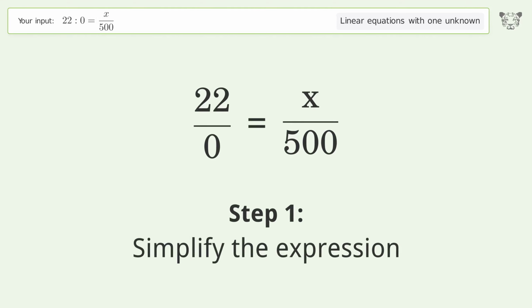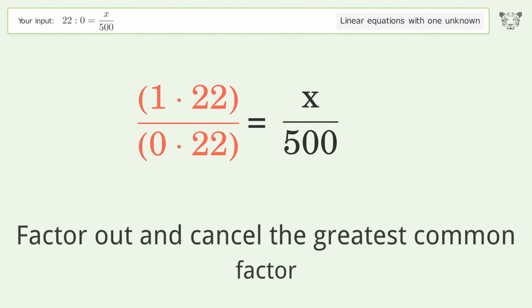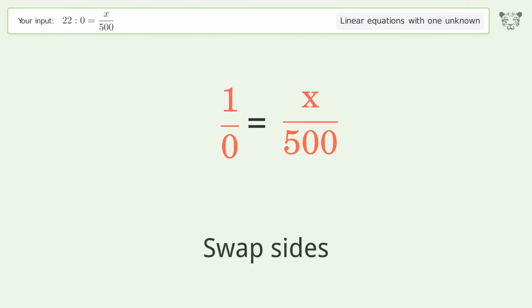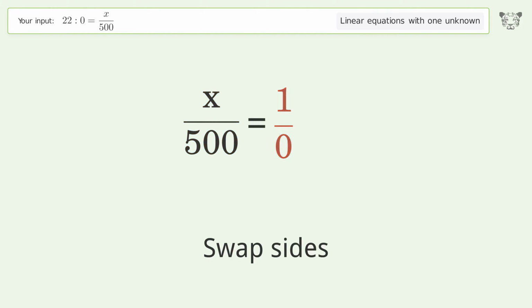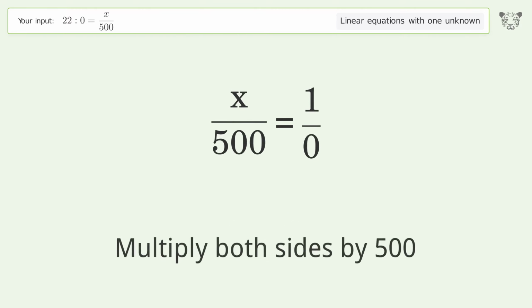Simplify the expression. Find the greatest common factor of the numerator and denominator. Factor out and cancel the greatest common factor. Swap sides. Isolate the x. Multiply both sides by 500.